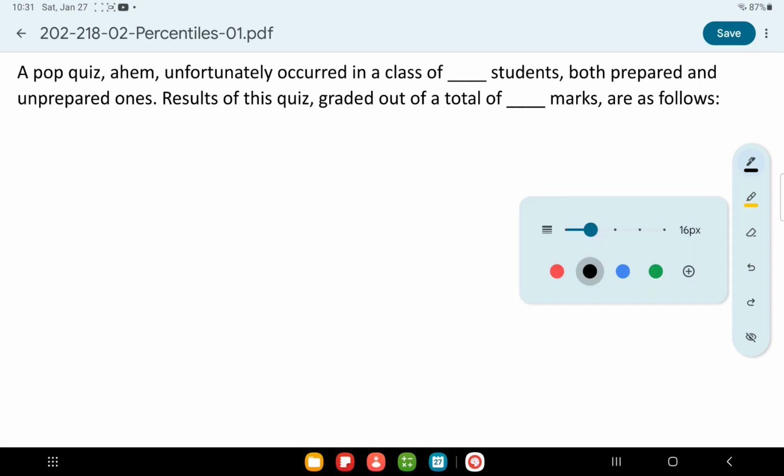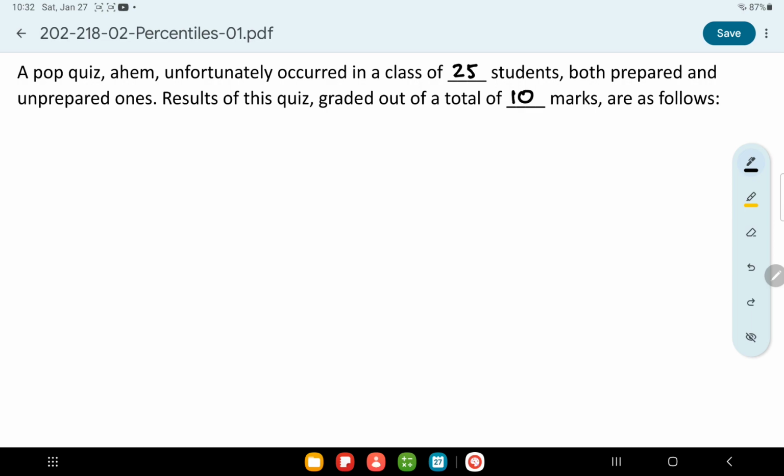To begin, let's consider this question. A pop quiz unfortunately occurred in the class of, let's just say for illustration purposes, 25 students. Some of them more prepared, others not so prepared. Regardless, the pop quiz happened unannounced. The results of this quiz were graded out of a total of 10 marks. The maximum is 10, so the highest possible is 10.